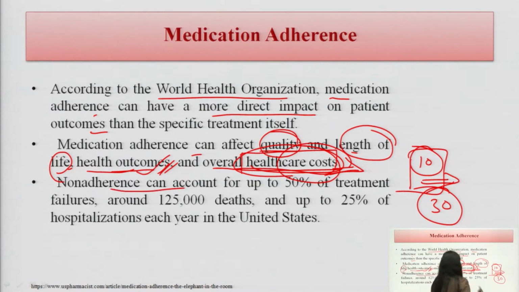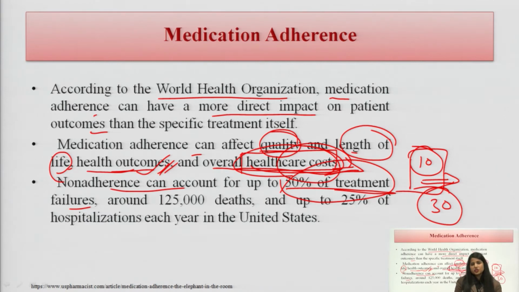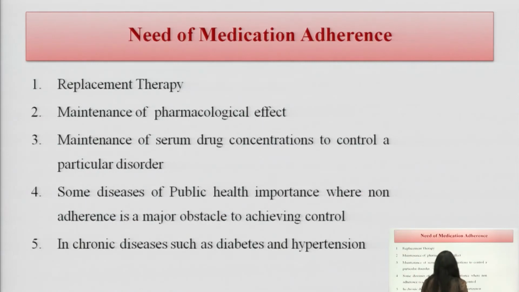Non-adherence can account for up to 50% of treatment failures. Sometimes the patient is not following the physician's order or prescription, and then there is a 50% chance of treatment failure. This is the data presented by the WHO. We can also see there are deaths. Why are there deaths? Of course, because of withdrawal symptoms, adverse drug reactions, side effects, and patients seen with toxicity. These are all reasons for deaths, and of course there are chances of rehospitalizations.